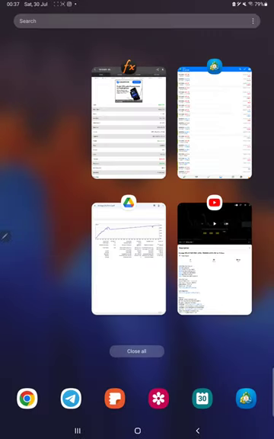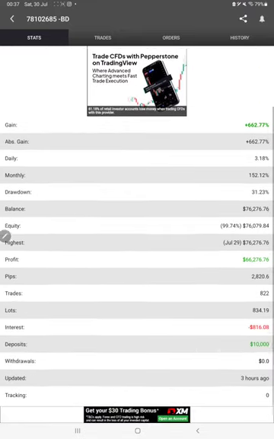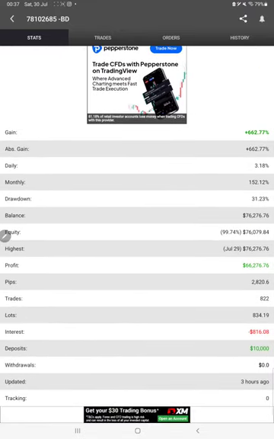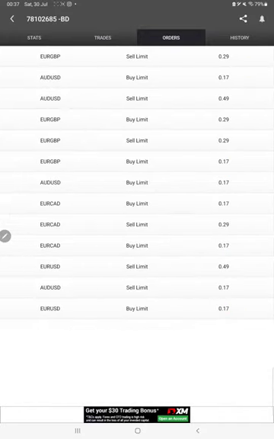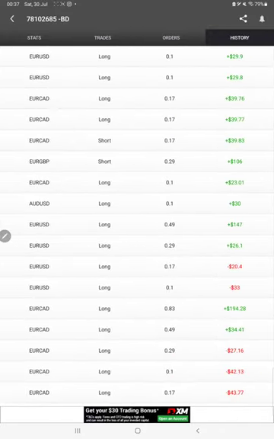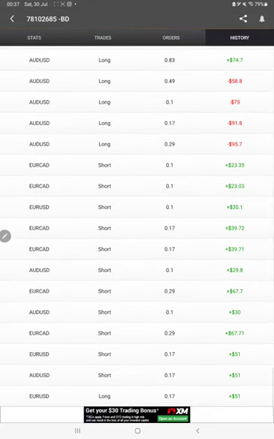After that we have the MyFXBook statistics, and all the details we can check from here as well, like total percentage of gain, absolute gain, daily return, monthly return, drawdown, current balance, equity, and profit pips that we have achieved, and it was updated only 3 hours ago. We can see the open trades, verify the pending orders, and in history we can see how much lot size we have traded and what profit and loss we have booked.